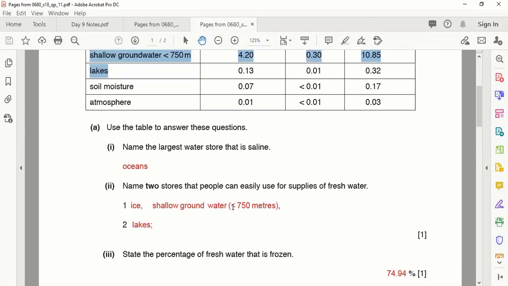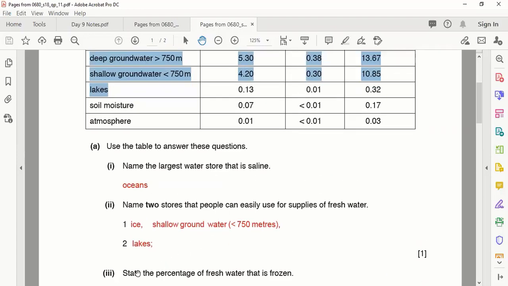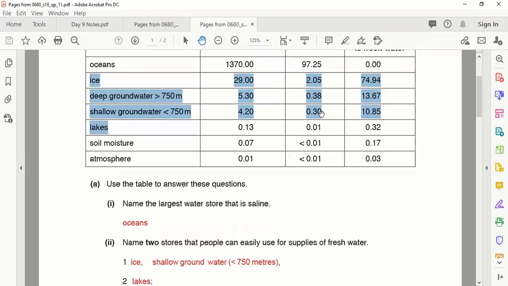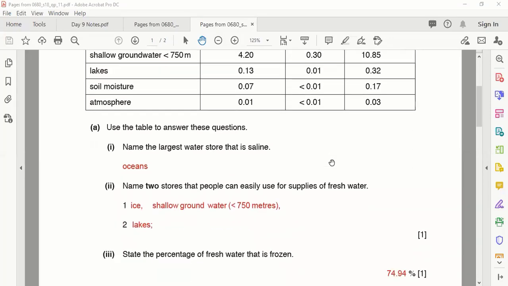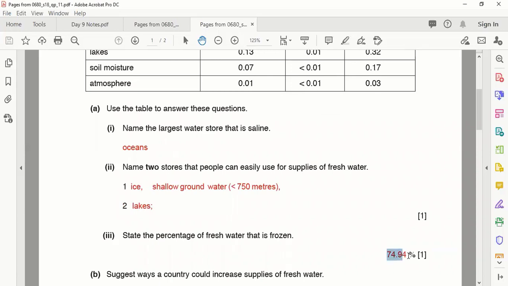Now state the percentage of fresh water that is frozen. Check. 74.924 is frozen. Sometimes you can say almost 75, but if the value is given you can take it from there. Is there any confusion here?